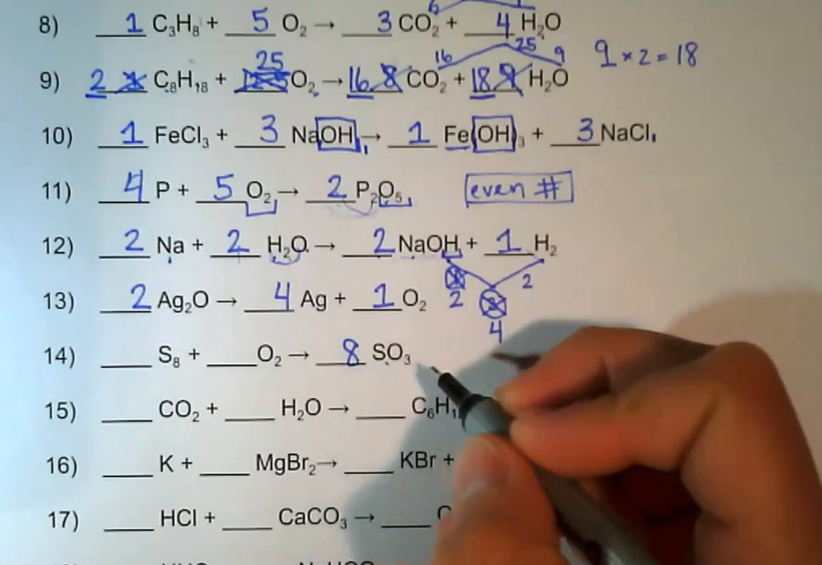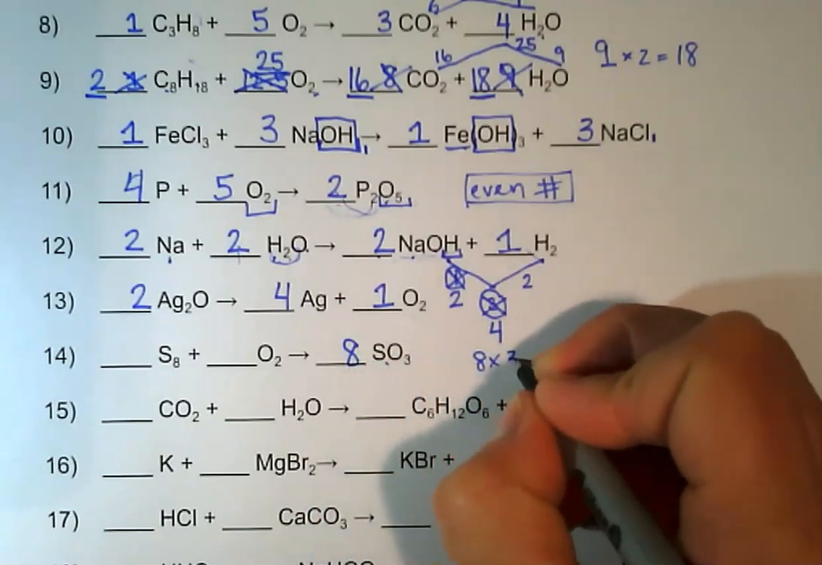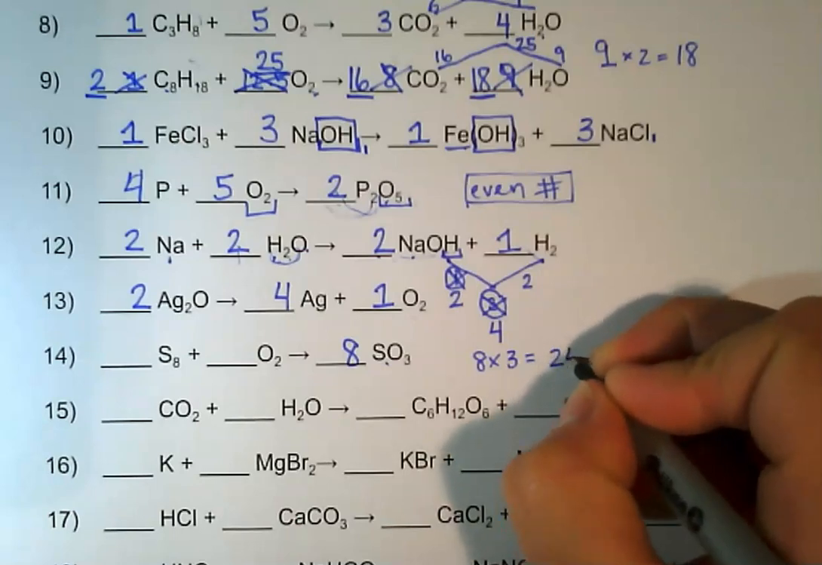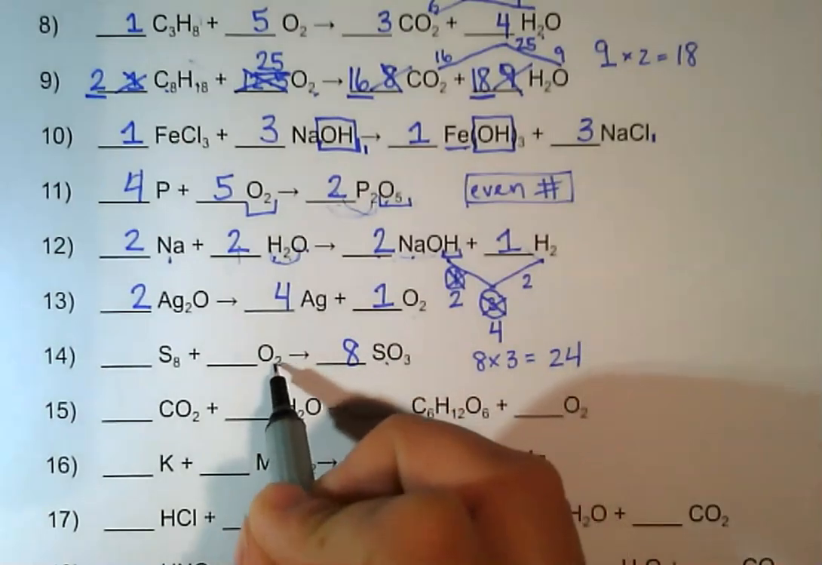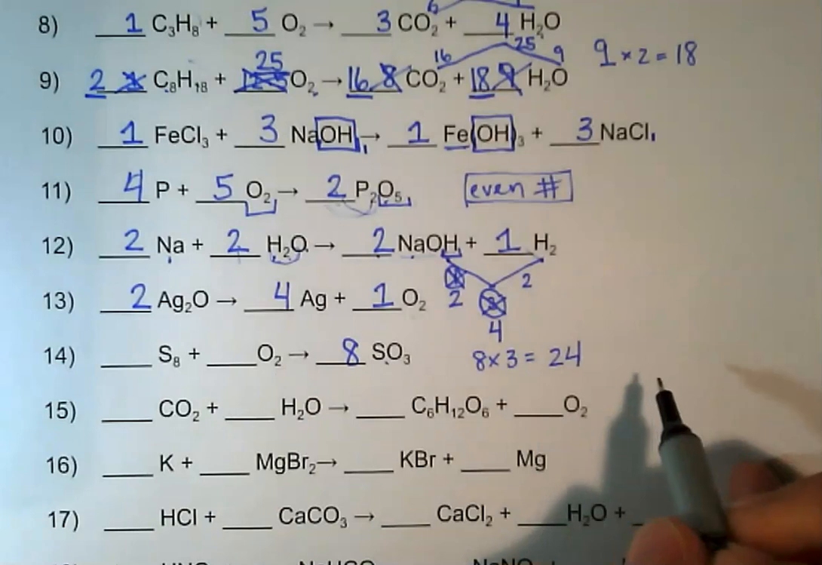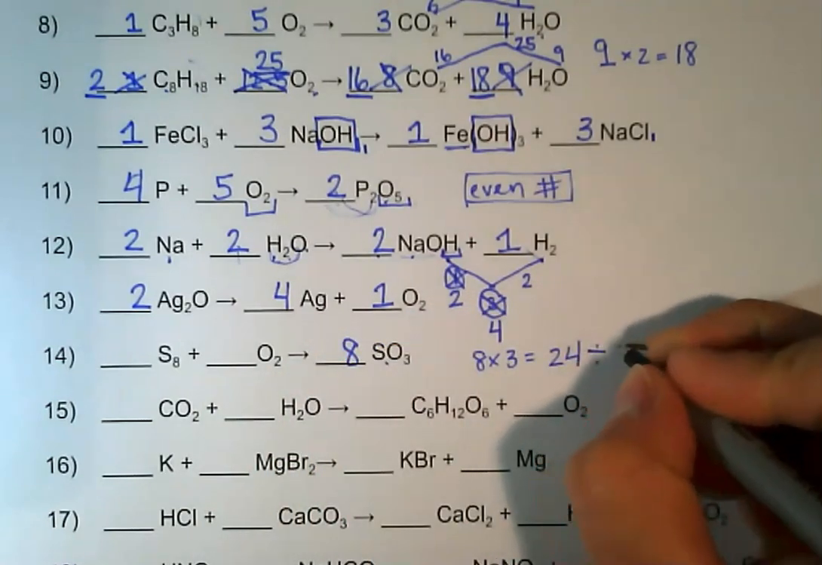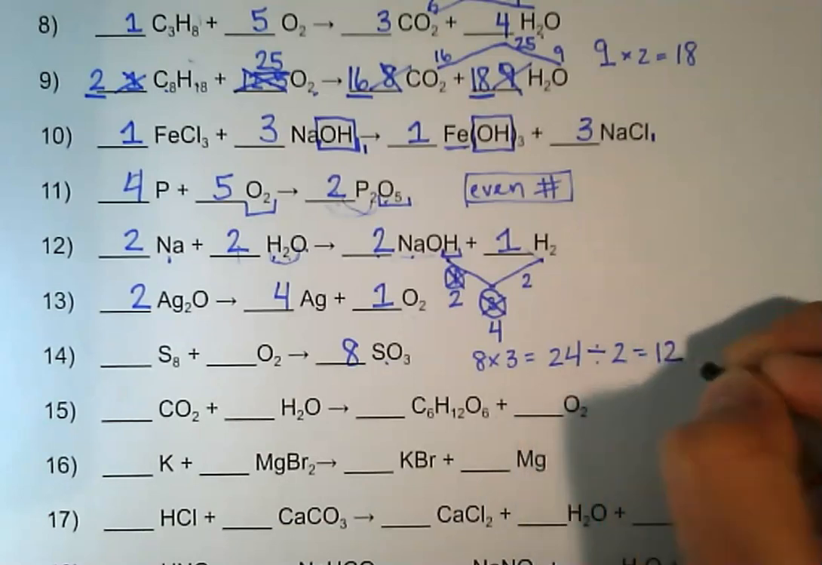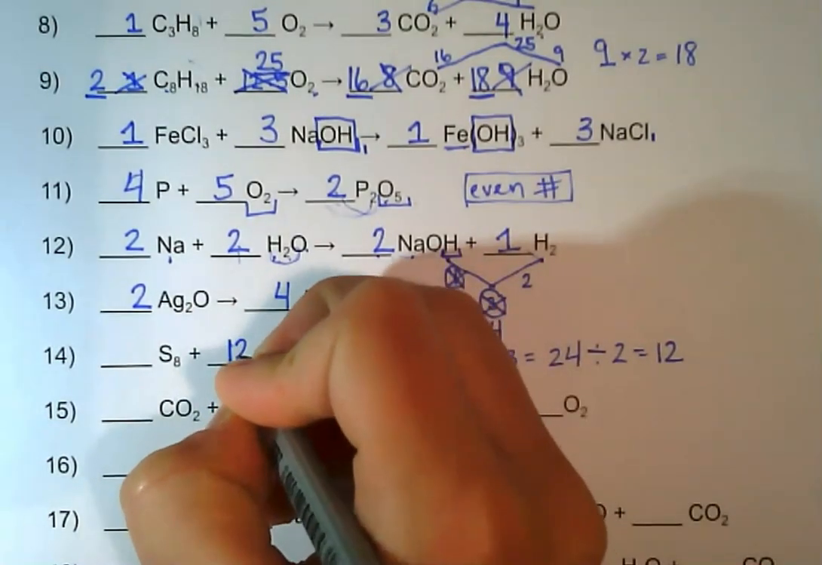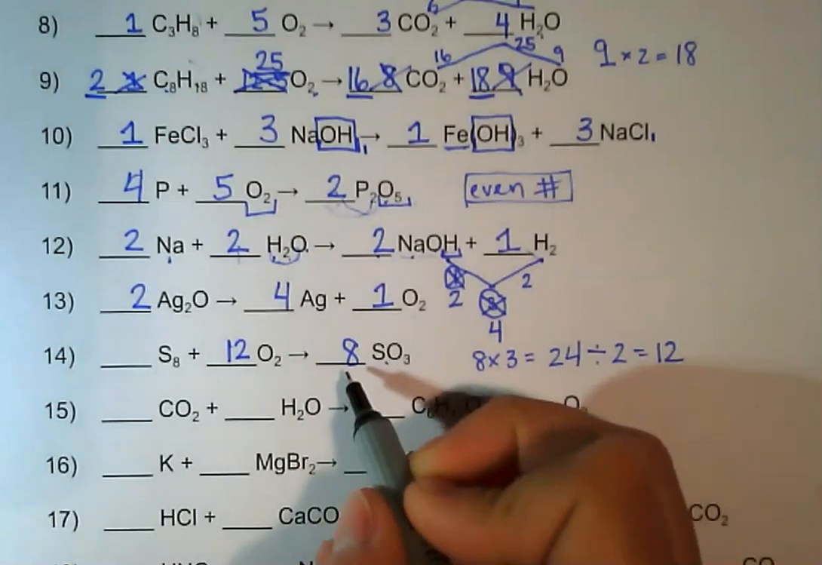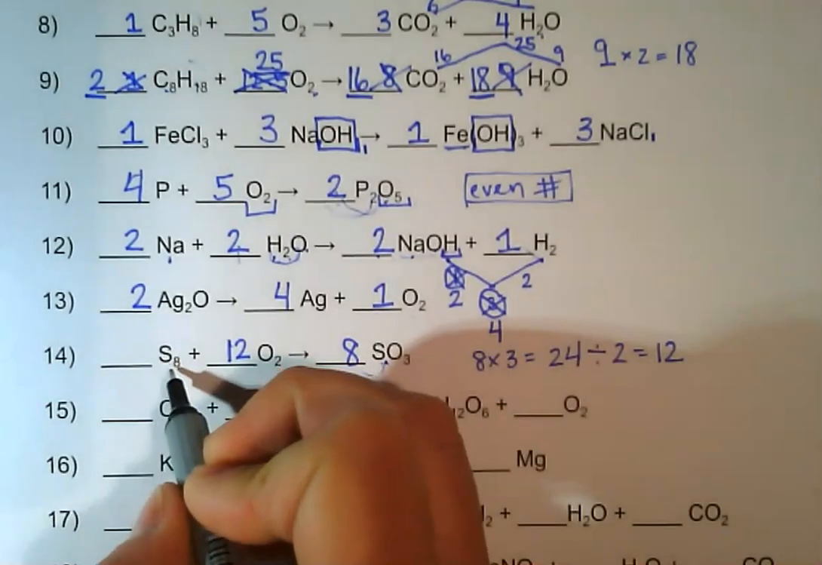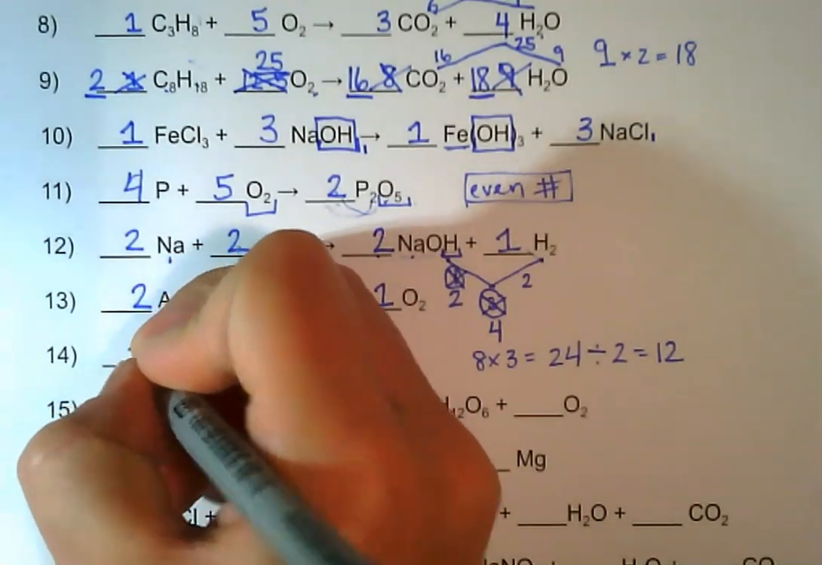8 times 3 is 24 oxygens. And I only have 2 oxygens on my reactant side. So what times 2 will give me 24? 24 divided by 2 is 12. So I'm going to put a 12 in front of O2. And then I already fixed sulfur. 8 sulfurs, 8 sulfurs, so I'm going to put a 1 in front of S8.